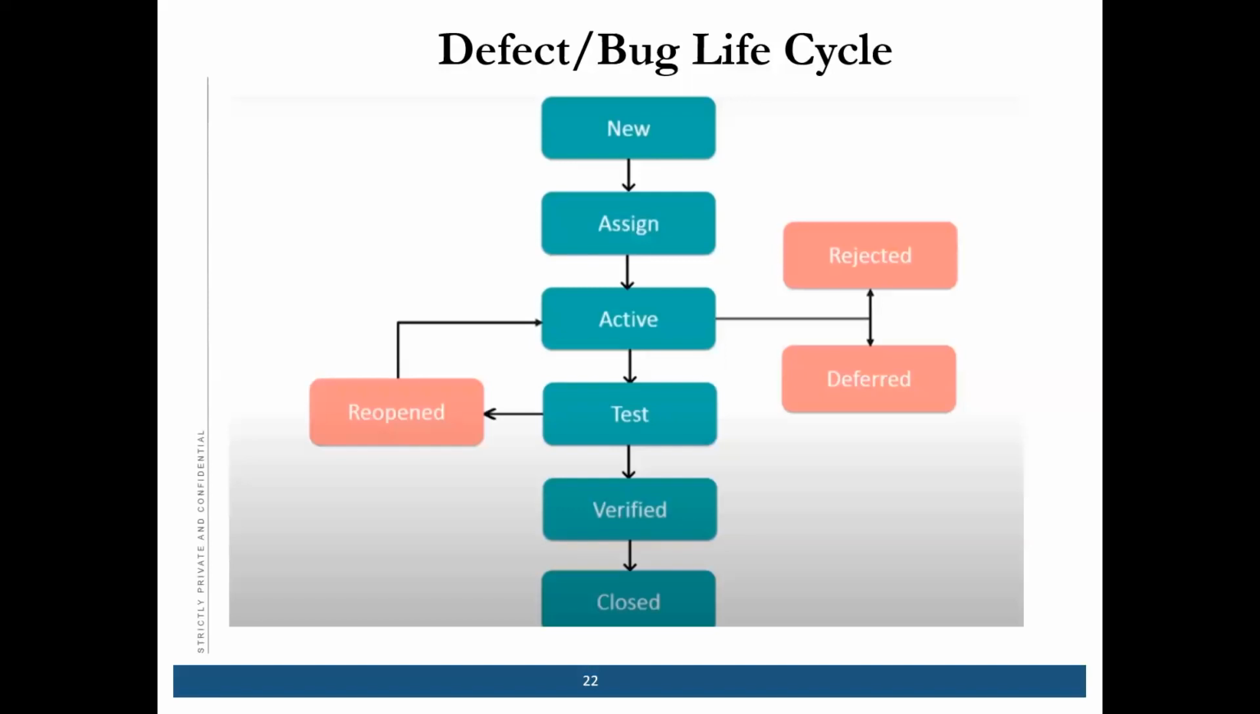The deferred defect will be on the tester side, and when will they turn this deferred defect into an active defect? At what time will they turn it? So this depends, because the reason we put a defect as deferred is to do that in the next release.